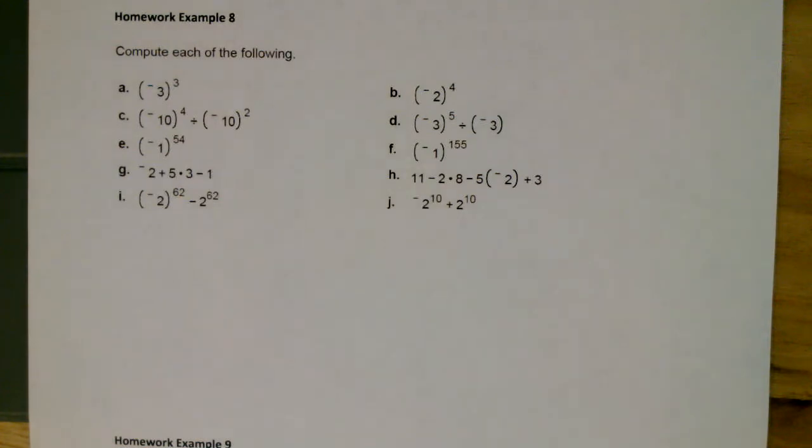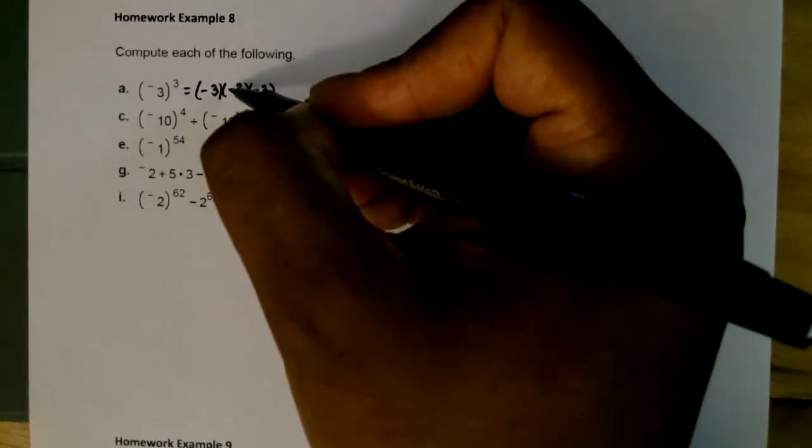Okay. Let's look at these homework examples here. Like in this case here, negative 3, and we're going to cube it. Think of this as negative 3 times negative 3 times negative 3. Now, if I do negative 3 times negative 3, that would be positive 9. And then positive 9 times negative 3 would be negative 27.